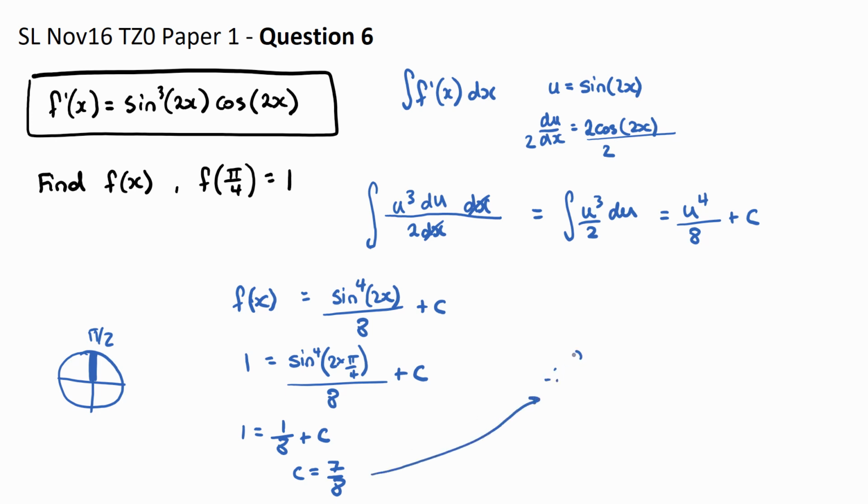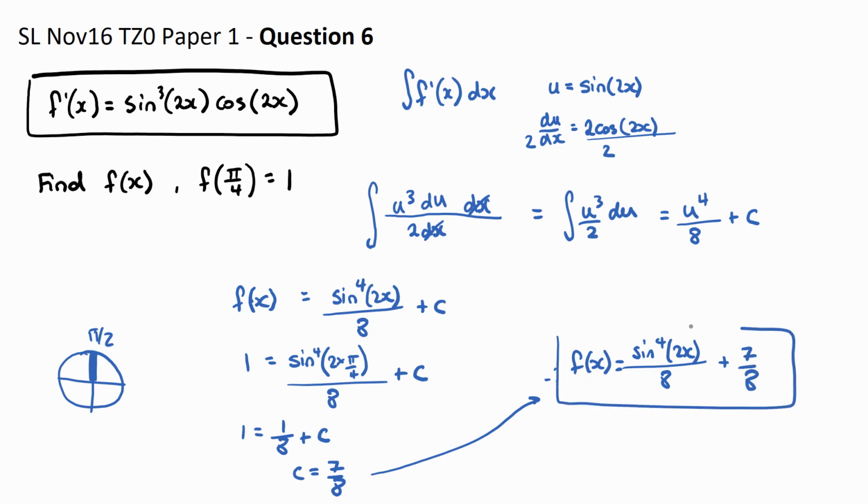So therefore, f(x) will equal our function here, which is sin 2x all to the power of 4 over 8. And then we have plus 7 on 8, which was our c. Okay, that's the answer to question 6.